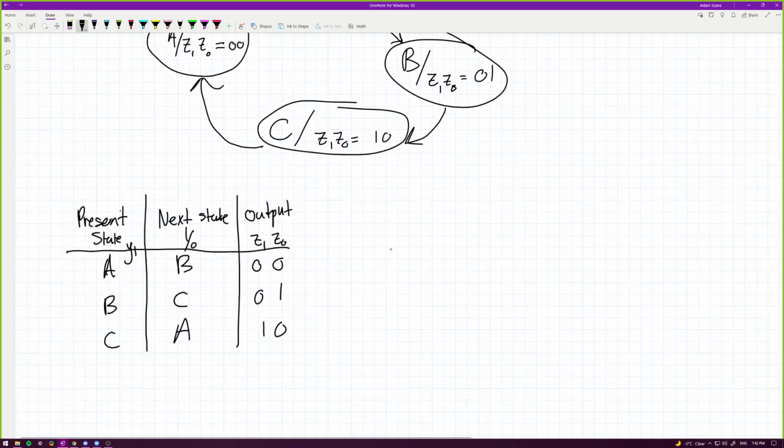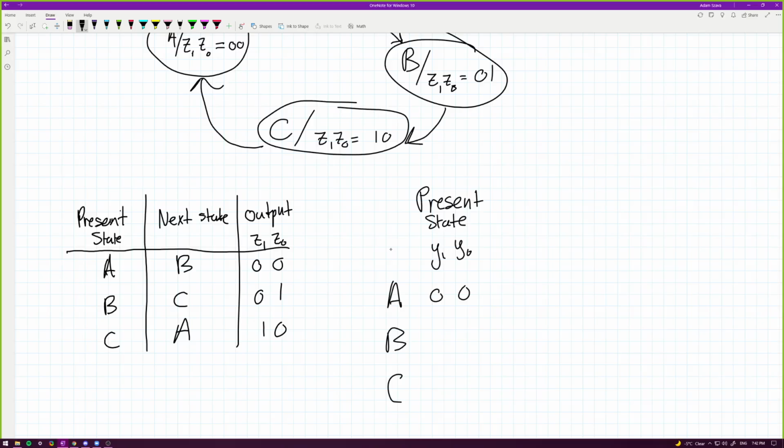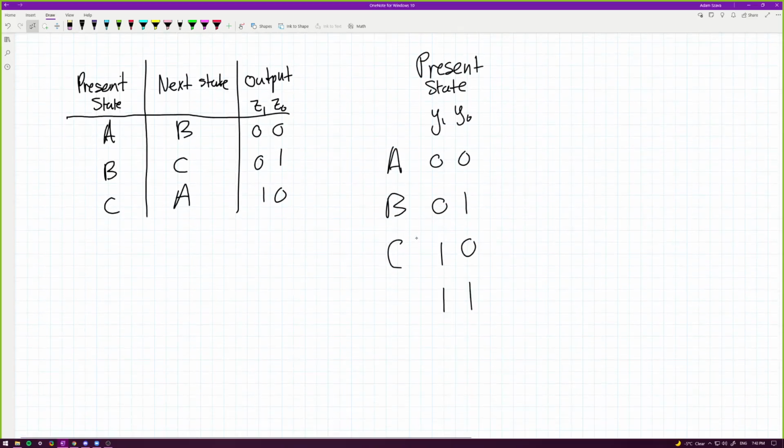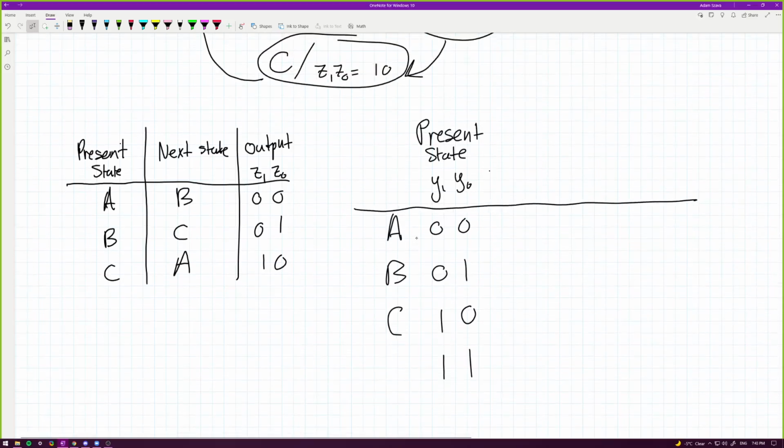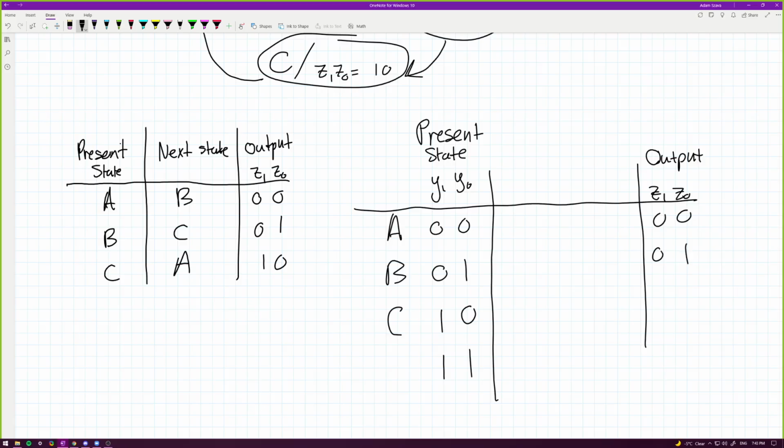Yes, exactly. So now I'm going to go to a state assigned table. I'm going to say present state, Y1, Y0. That isn't really helpful actually to say that, so let me erase these ones. That's not actually what that is, because we don't have those variables yet. So A, B, C: A is 0, 0, B is going to be 0, 1, and C is going to be 1, 0. And then I also have to account for 1, 1, but there's just no state there. Okay, for the output, Z1, Z0, it's going to be 0, 0, 0, 1, 1, 0, and don't care.